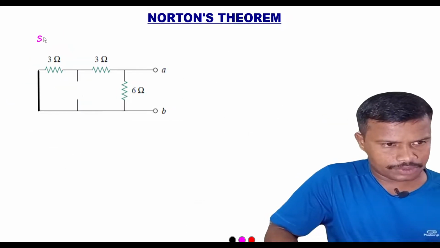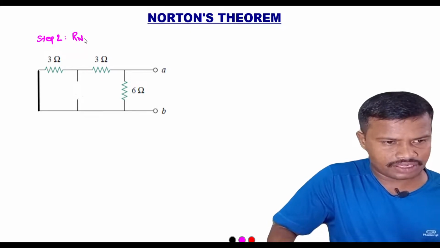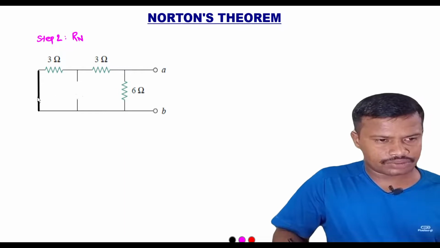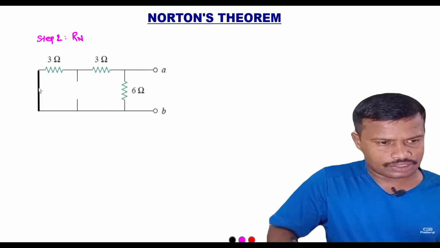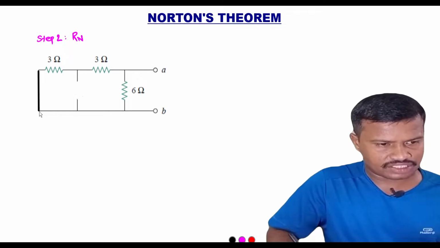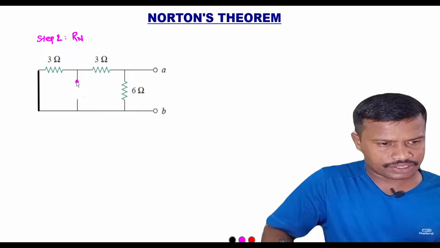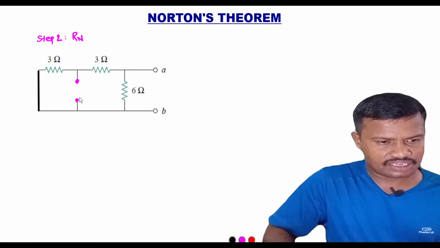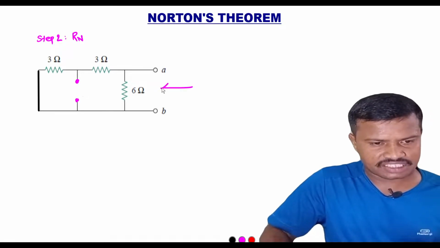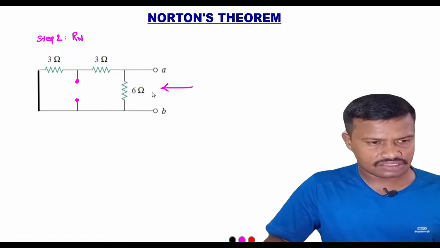Now in step 2, we will find the value of Rn. For that we need to turn off the independent sources. Here the voltage source was there and we have removed it by short circuiting, and here the current source was present, and we have open circuited the current source. Now when we are looking from the terminals A and B, we will find the equivalent resistance of the circuit.